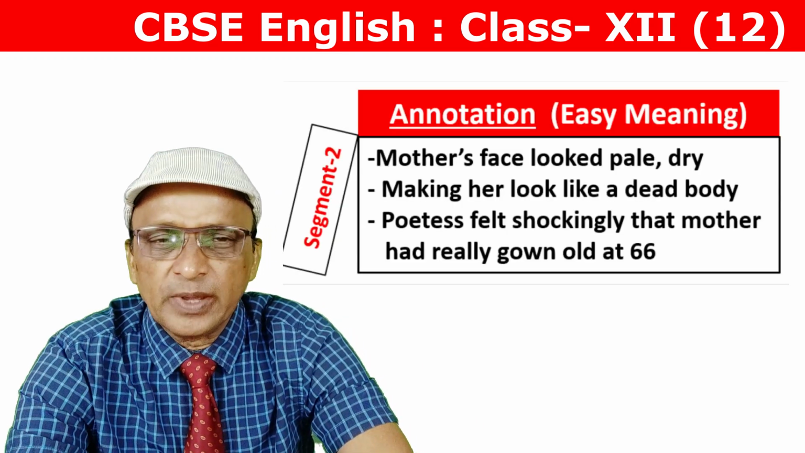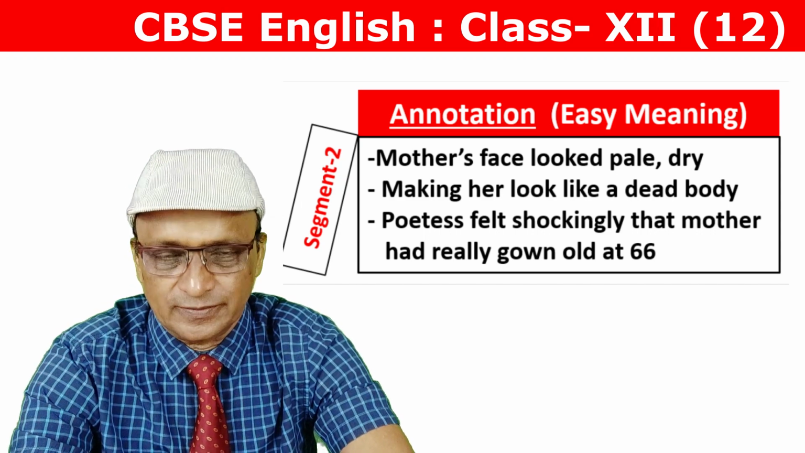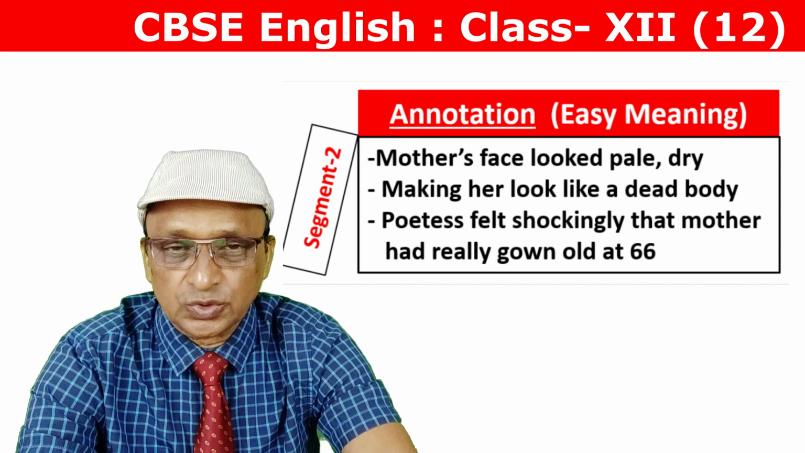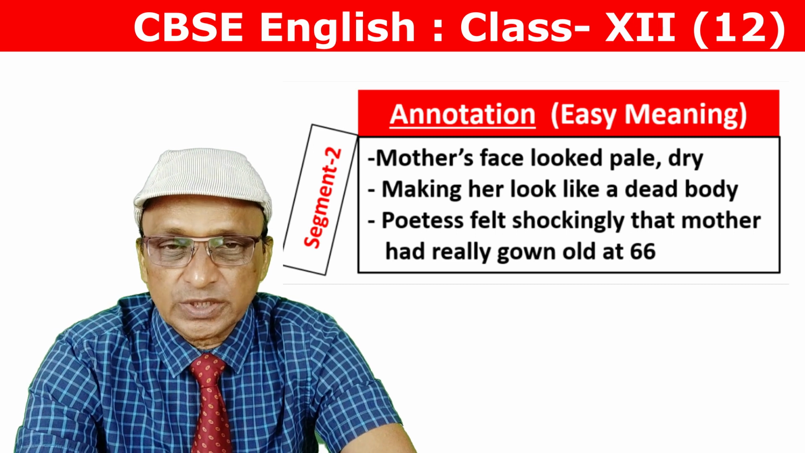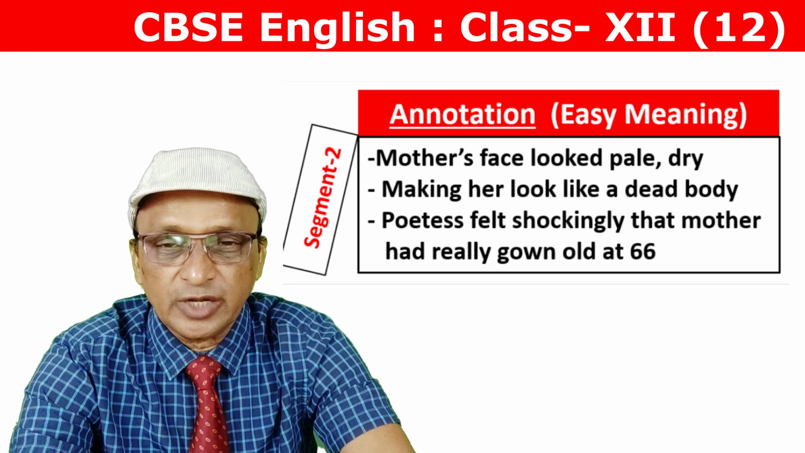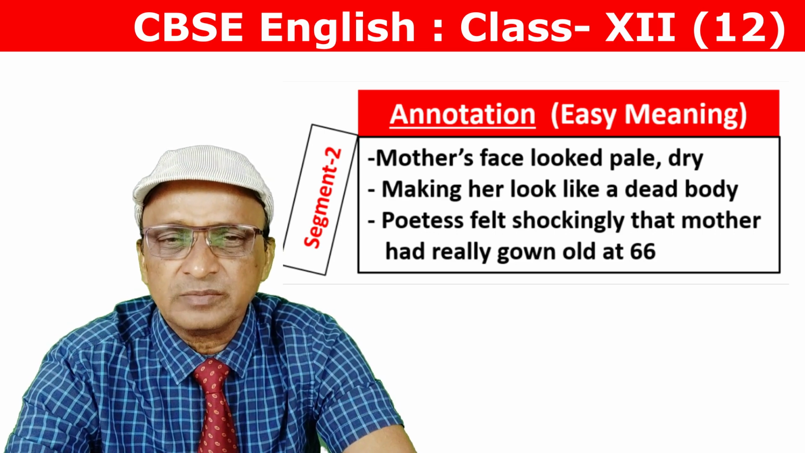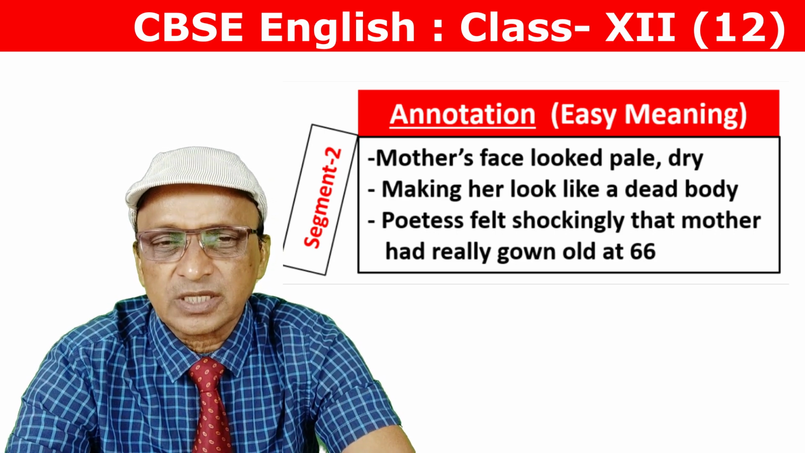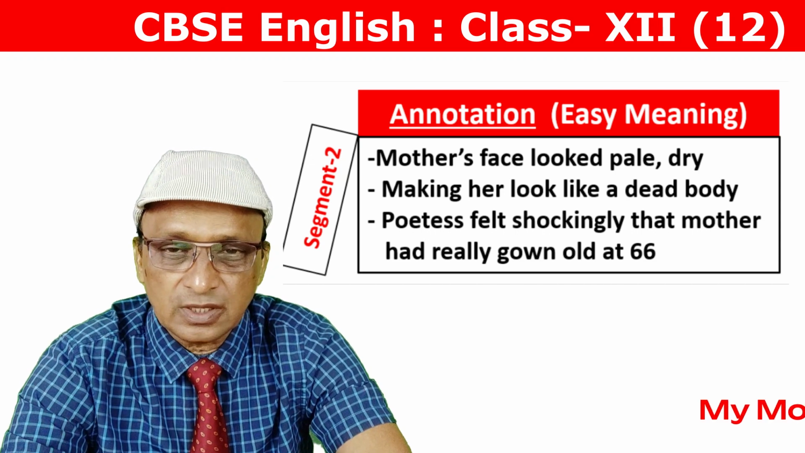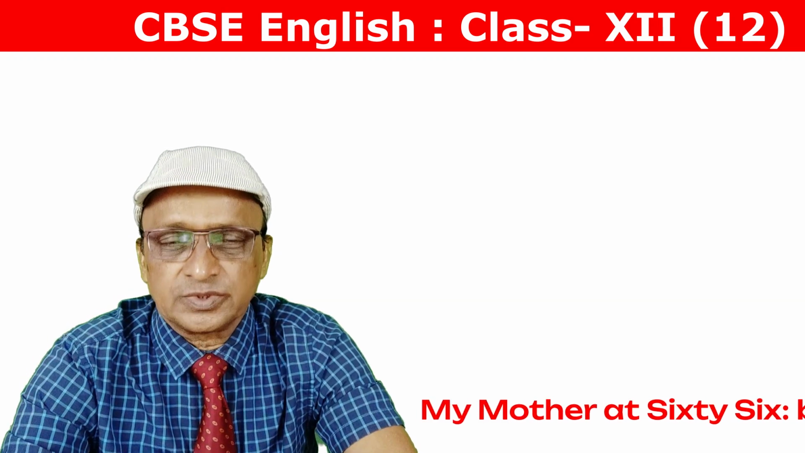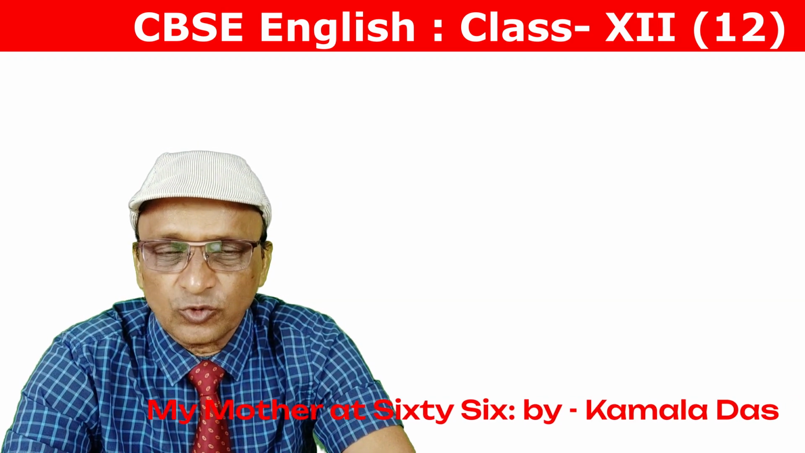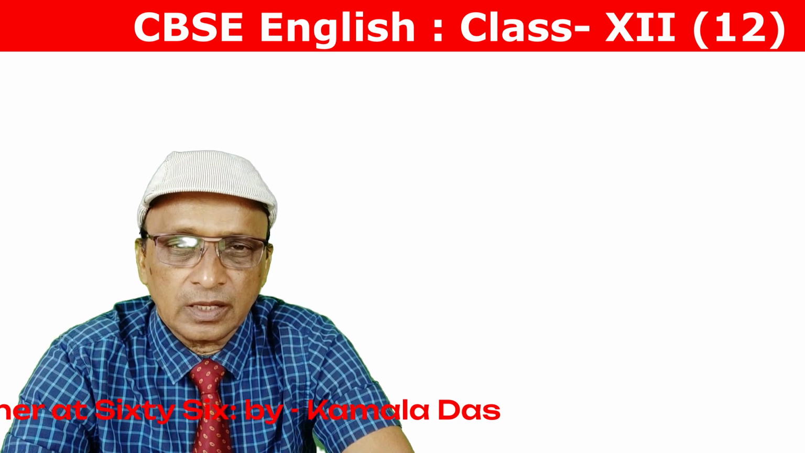Mother's face was looking very pale and it was looking very dry. Such a face was giving a different impression. Mother's face was looking like the face of a dead person, and poetess was very shocked when such a thought hit her mind. Her mother was perhaps dead at the age of 66. Naturally, person is old. In second part of the poem, second 4 lines of the poem, we find a poetic device.